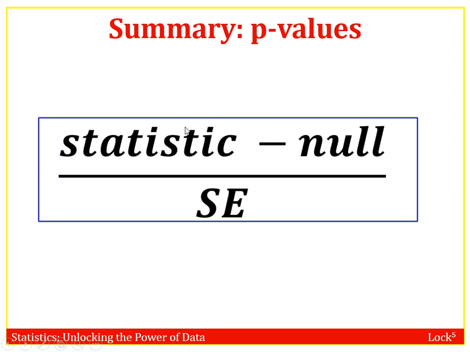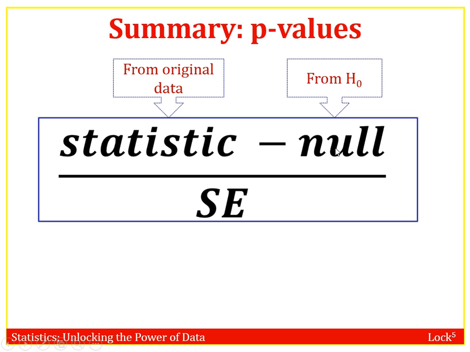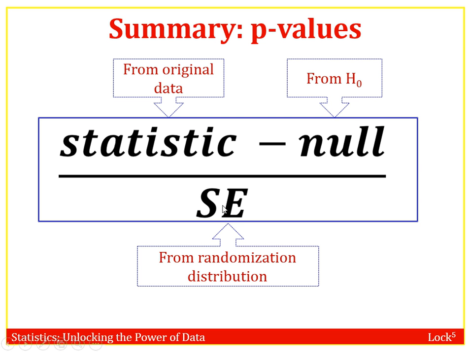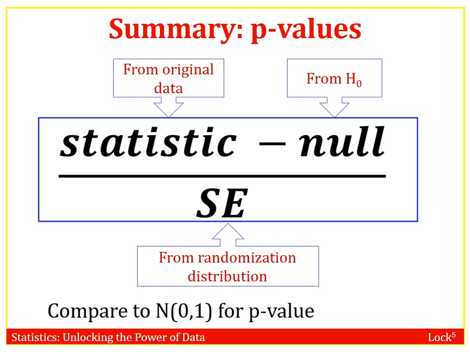For p-values, you do your statistic minus your null over your standard error. In other words, you're figuring out your z-score, so that comes from your original data. That's your null hypothesis, and once again, this comes from your randomization distribution. And then we can compare or calculate our p-value.